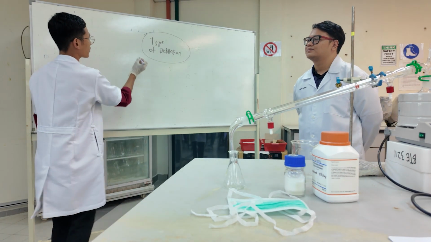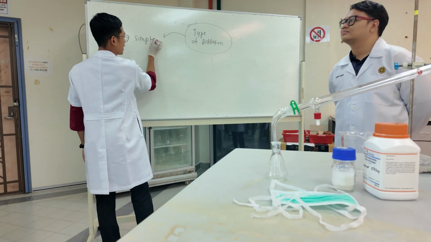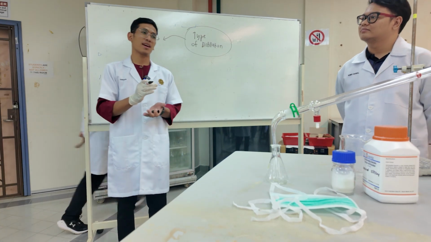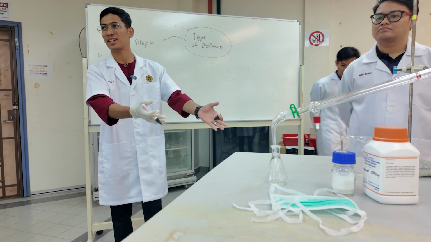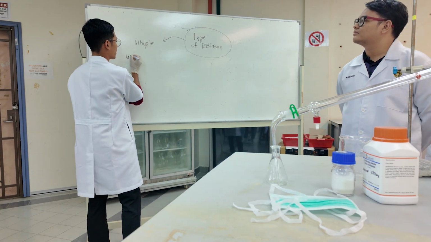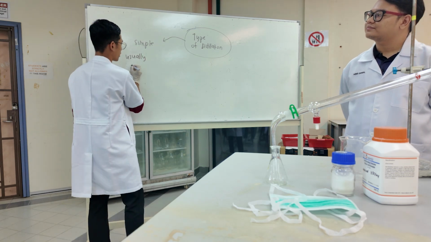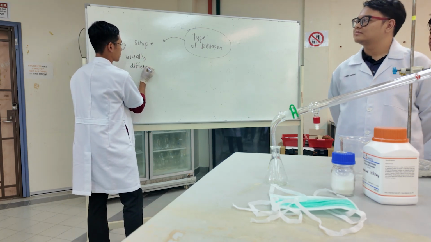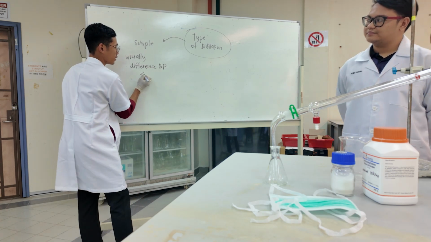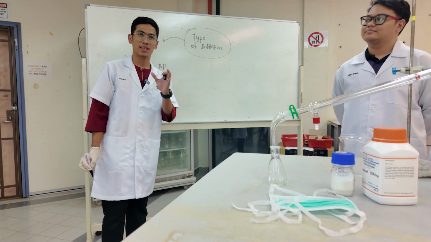Distillation has three types. The first is simple distillation. Simple distillation is what we use in the lab. In simple distillation, usually the difference in boiling point is below 25 degrees Celsius. Okay, this is for simple distillation.